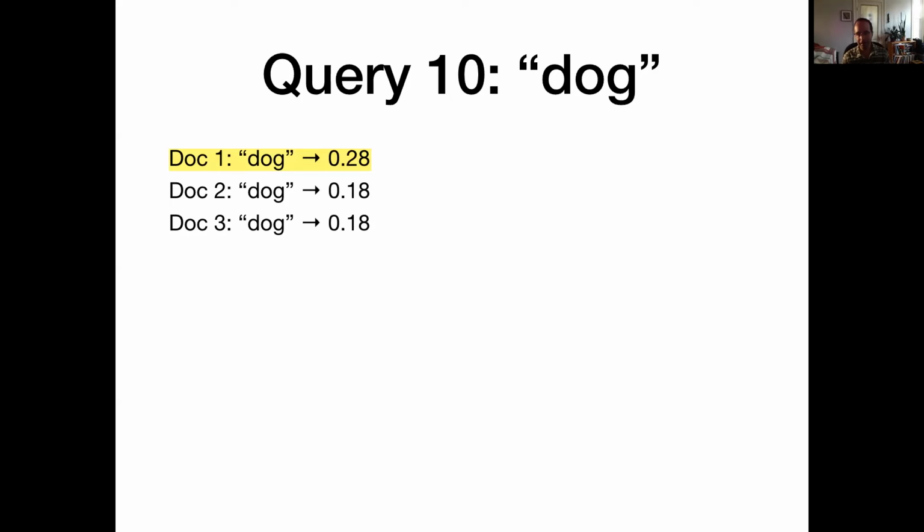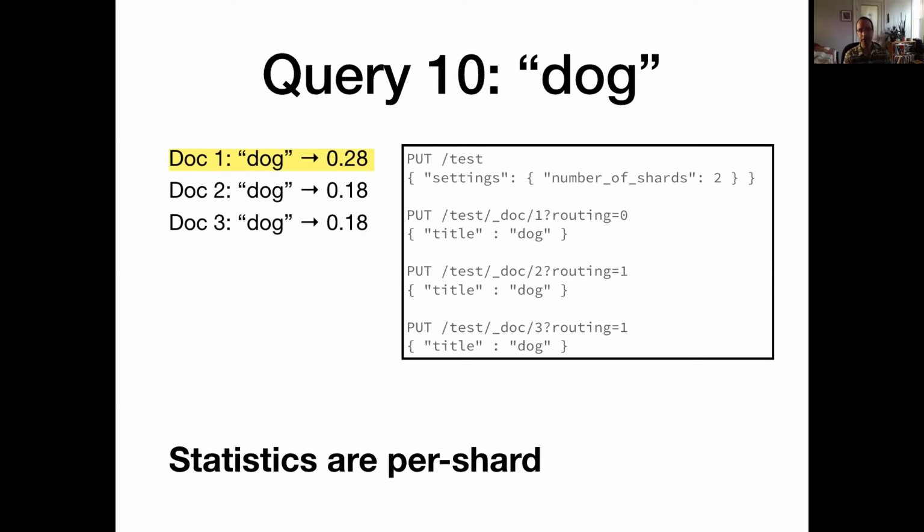You might guess that the only way it's possible is that there's something about the setup here that I haven't told you. The difference is that I executed this query in a multi-shard environment, and I made sure that document 1 landed on one of the shards, and documents 2 and 3 landed on the other shard. So the lesson behind this query is that term statistics are computed on a per shard basis.